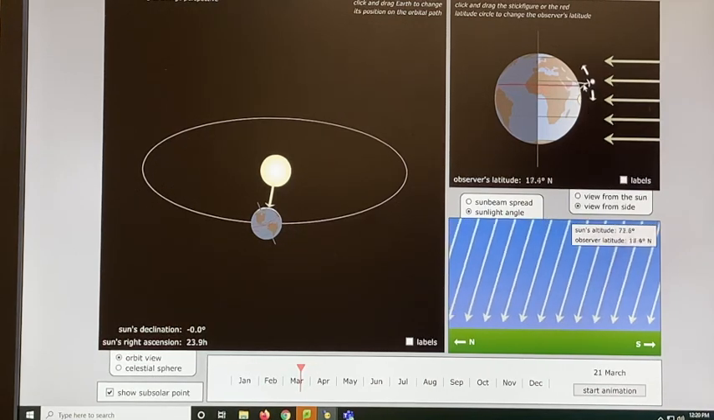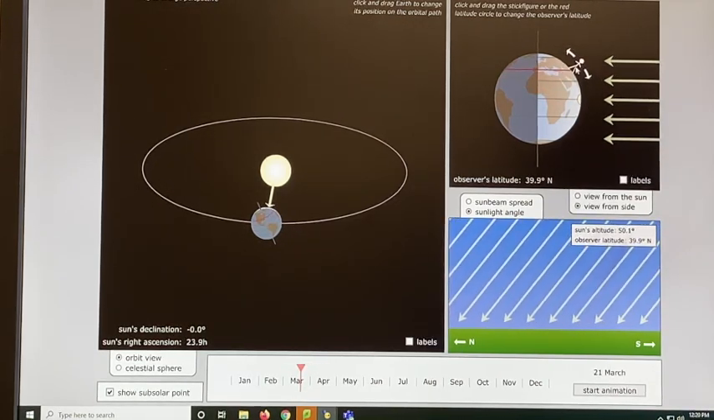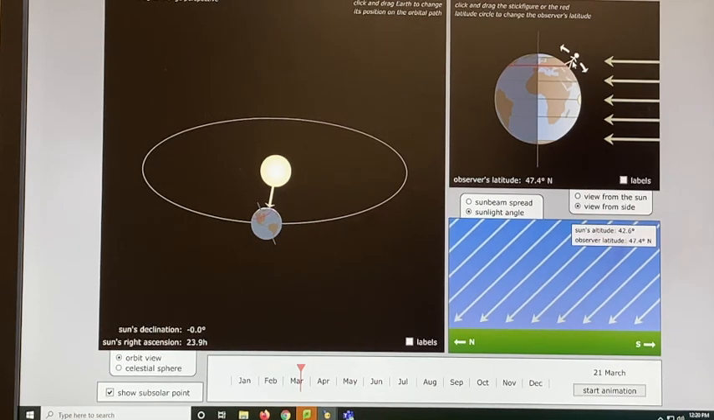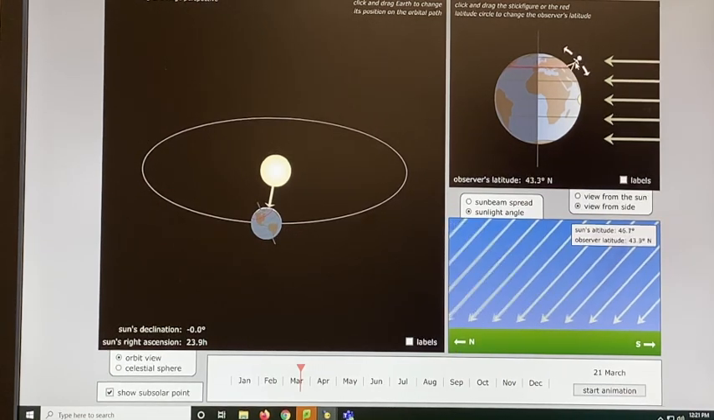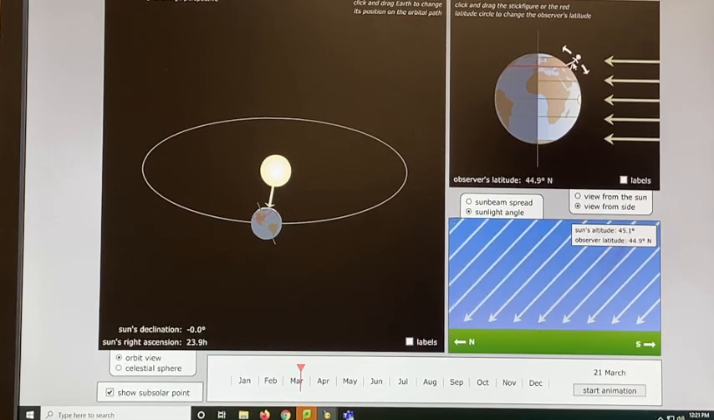That's about 47 degrees. And you can see, okay, that's our latitude, 47.1 degrees. And the sun's altitude is 90 minus that, so it's approximately 43 degrees. I mean, if we were at 45 degrees, then the altitude would be 45 degrees.